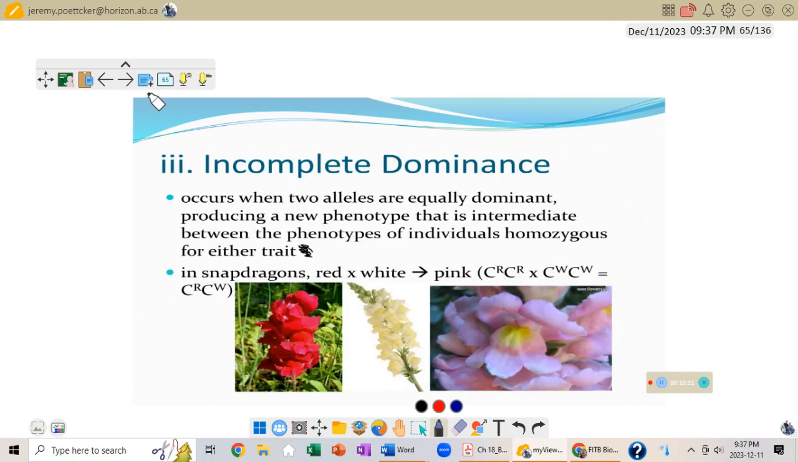Incomplete dominance is another one you might see. In this case, we have two alleles that are equally dominant, and it's going to make a new phenotype that is intermediate between the phenotypes of the individuals homozygous for either trait. When we talk about incomplete dominance, you can see the way we show it. CR CR, this is red, crossed with CW CW, this is white, gives us CR CW, and it's going to be pink. This is sort of like mixing colors in paint.